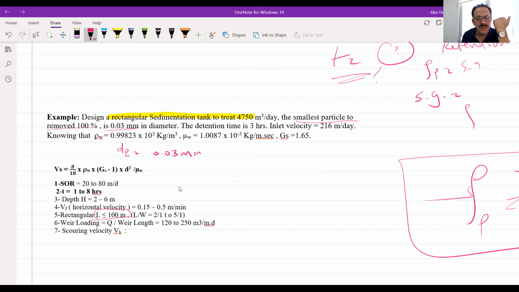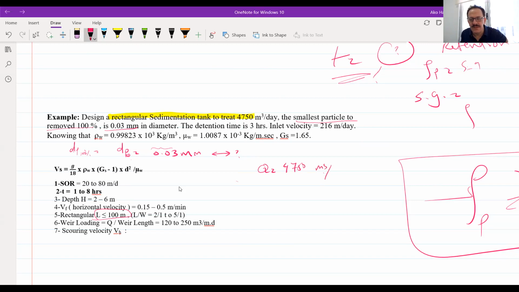What that means is it's dp naught, or d 100%. Some of them are named as dp 100%, dp naught. Now, what should we do? It gives us that the Vs naught is for the d particle that should be removed 100%, 0.03. So what we need to know, and by the way, any particle smaller than this will also definitely be removed. So we have the Q.